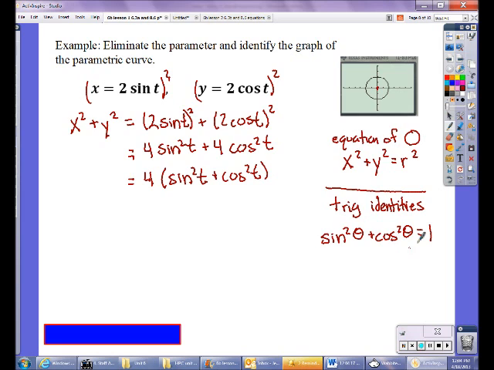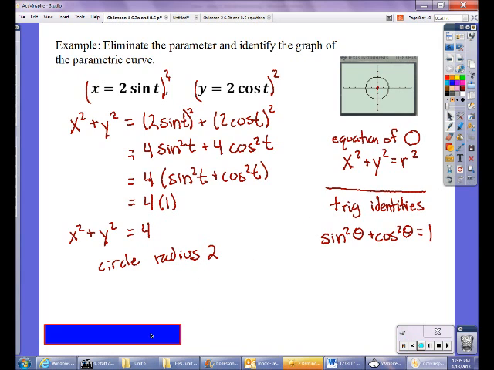Hey, you recognize that sine squared plus cosine squared? We can replace it with 1. So we get the final equation of x squared plus y squared equals 4, which is a circle, radius 2, because 2 is the square root of 4.